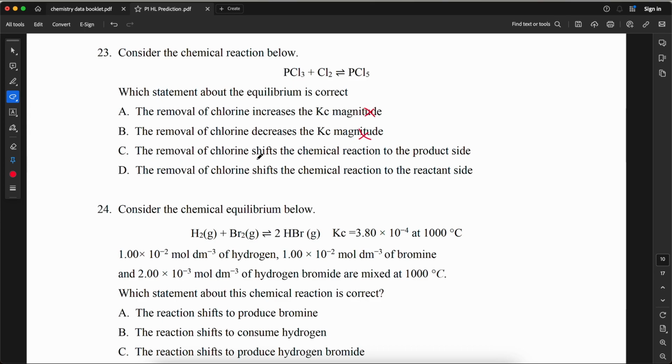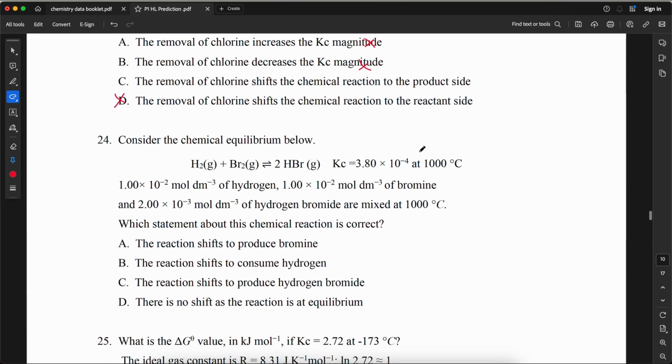The removal of chlorine shifts the chemical reaction to the product side. When the chlorine decreases, of course, the equilibrium will shift to the reactant to minimize the change. So the answer is D. The removal of chlorine shifts the chemical reaction to the reactant side.